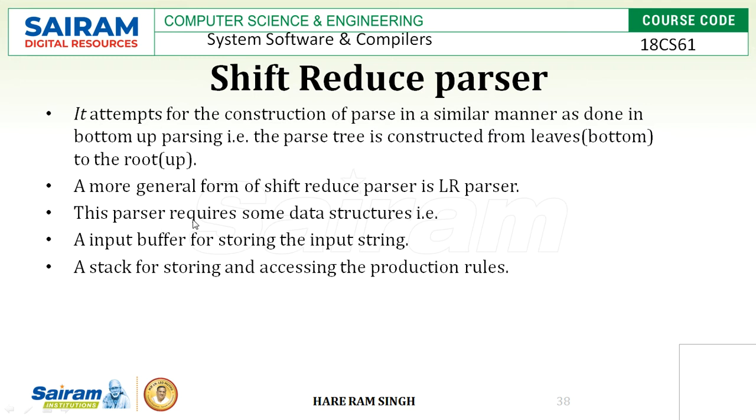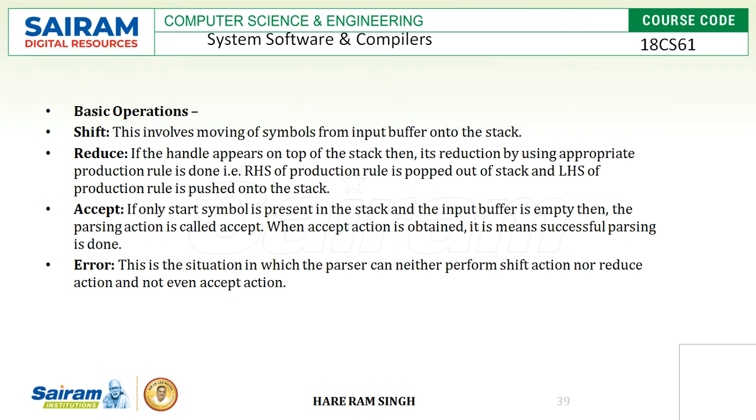This parser requires some data structures. What all data structures do we need for shift reduce parser? An input buffer and one stack. The input buffer is for storing the input string, and the stack is for storing and accessing the production rules. In the stack, production rules will be stored, and in the input buffer, the input string will be stored.